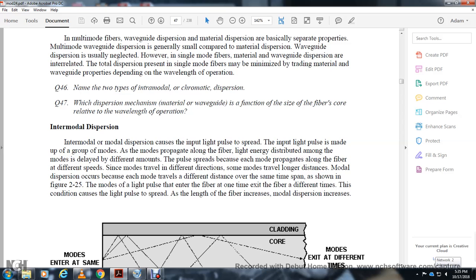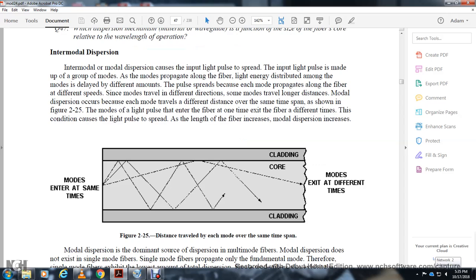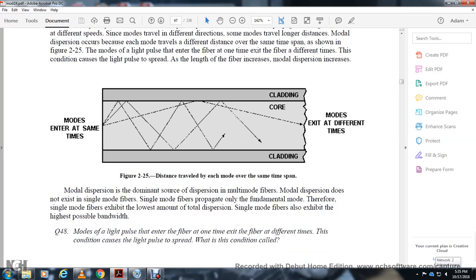As shown in figure 2-25, the modes enter the fiber at the same time but exit the fiber at different times. In addition, the spread of the light pulse increases with the length of the fiber, so modal dispersion increases. Modal dispersion is the dominant source of dispersion in multimode fiber. Modal dispersion does not exist in single mode fiber.